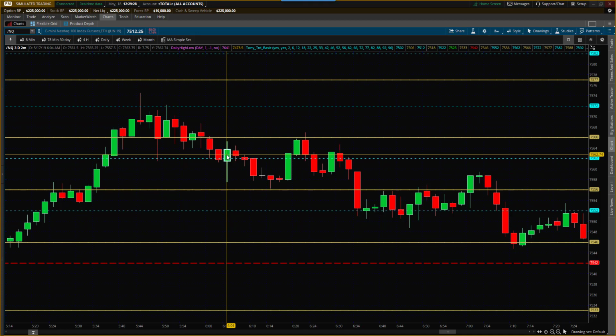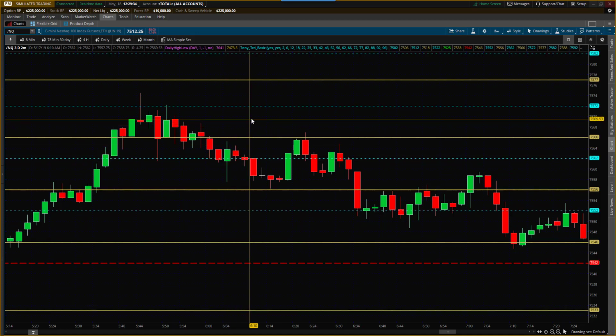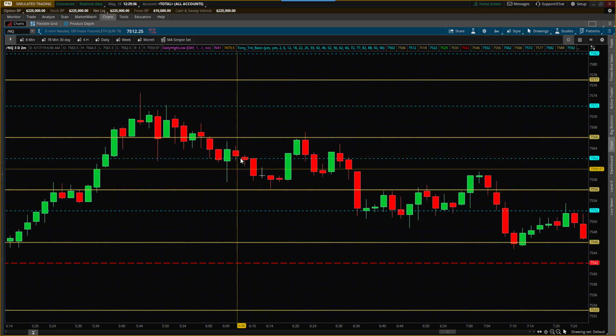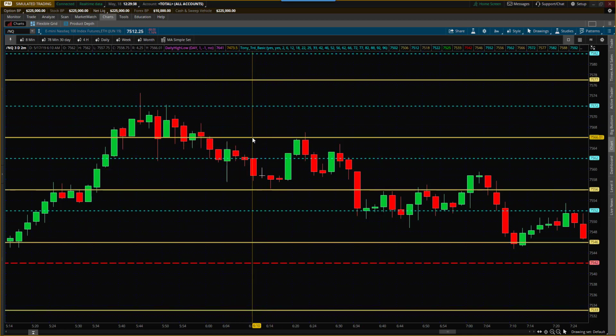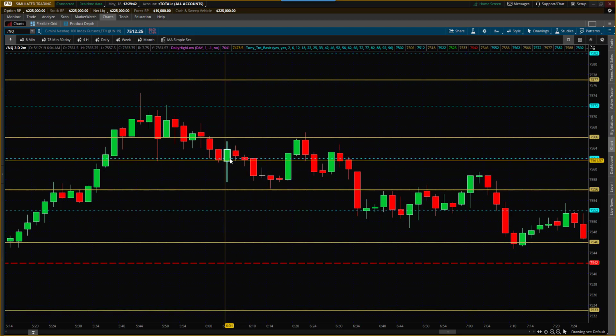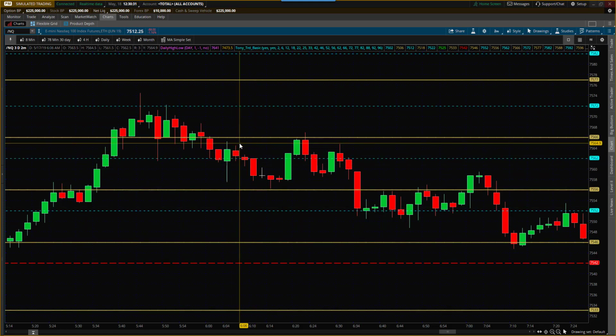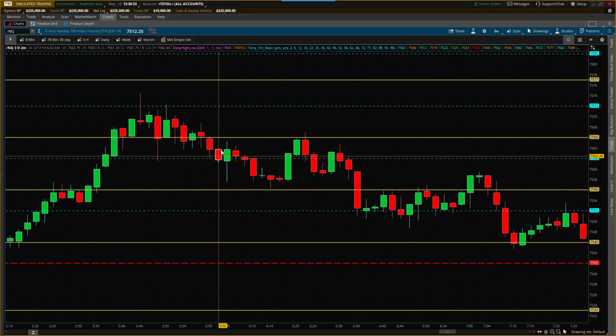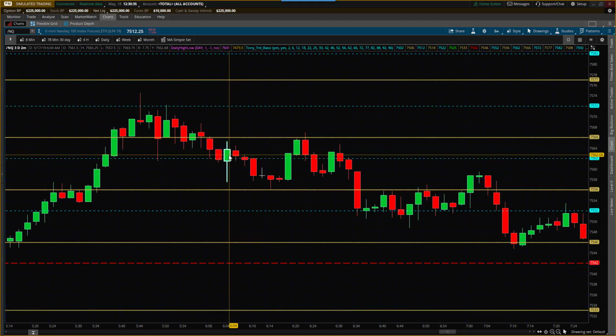You do not argue with this. You do not decide, well, I disagree. I really think price is coming back up. I'm going to give it a few more candles and see what happens. No. Follow the rules. Get out of the trade. And I can't stress this enough. You have to follow the rules of the trade.